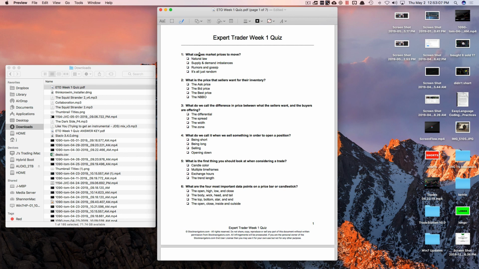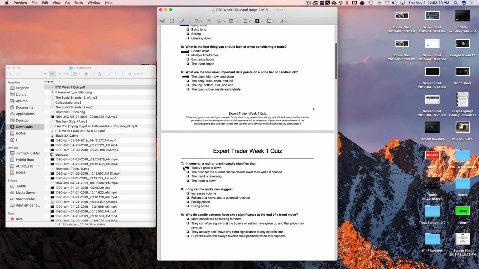And now you can just go and draw a little line for each one of the answers that you believe are correct. I'm just going to mark the first answer for all of these here. And then that way you know which one you chose, and then after you fill it all out, you can go through and check your work with the answer key.